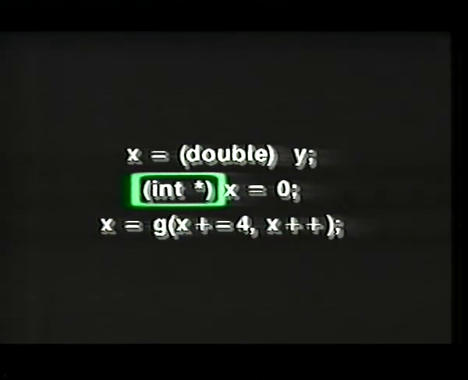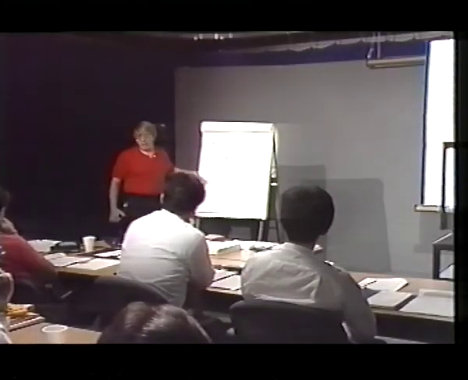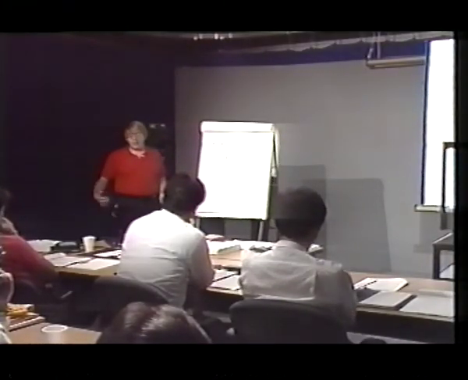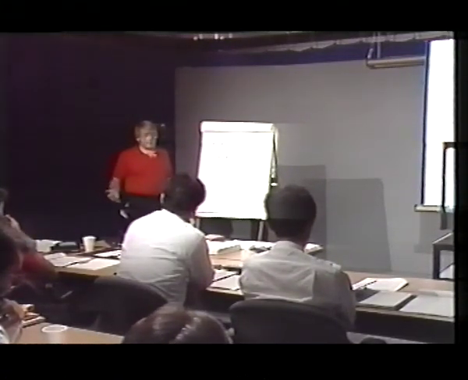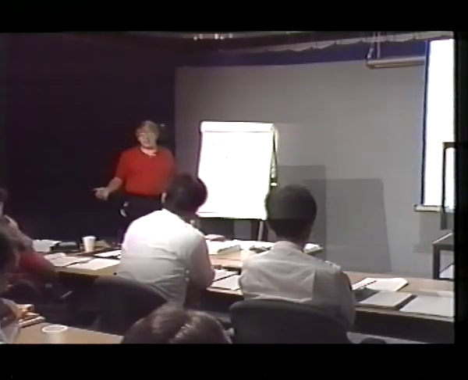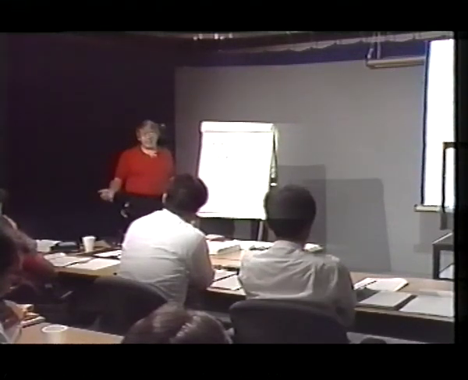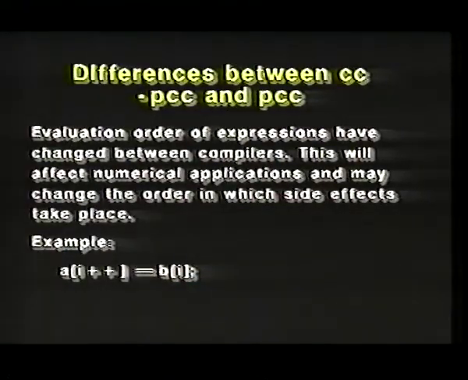This is illegal code because a cast does not yield, in C terminology, an L value. An L value is an expression which denotes an object that you can manipulate, in this case, store information into. This is illegal code. It's undefined by the language, so doing it causes problems. It could be interpreted many different ways, and we decided to tell the person that it's an error instead of trying to interpret it in a wrong fashion. The other major problem is evaluation order.